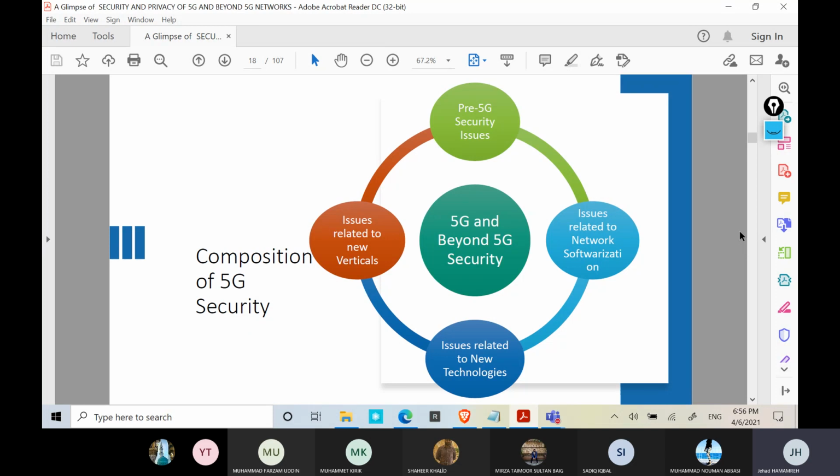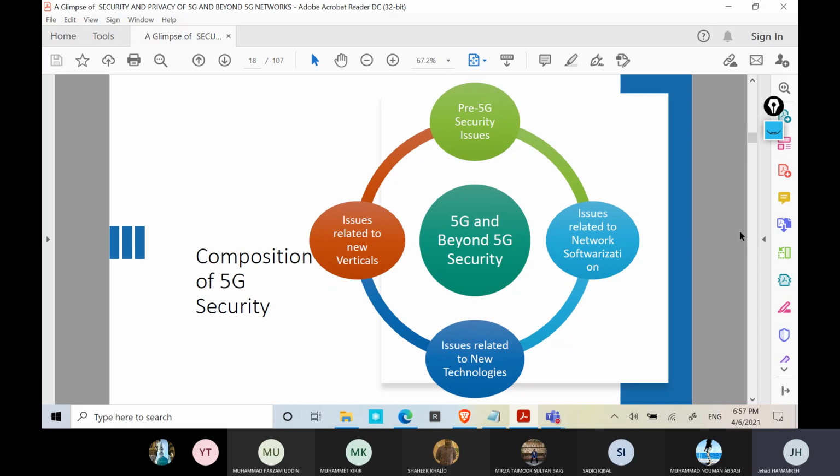So now, 5G and beyond 5G security. We have security issues. The first type is the security issues which were available before even the emergence of 5G. Which means that all the security issues that were available with the previous networks are going to be applicable and valid with the new emerging 5G network. So you just derive from the previous generations, from the previous networks.